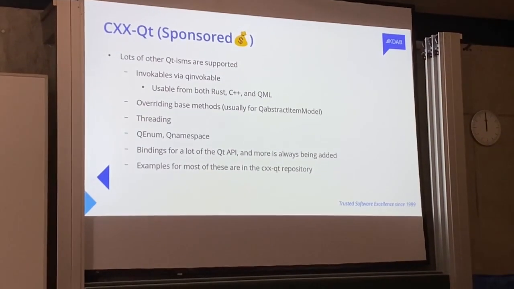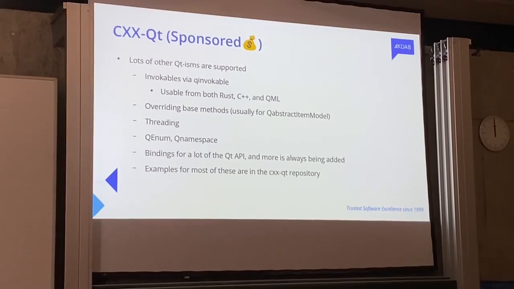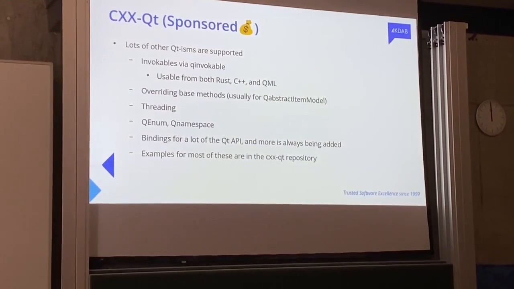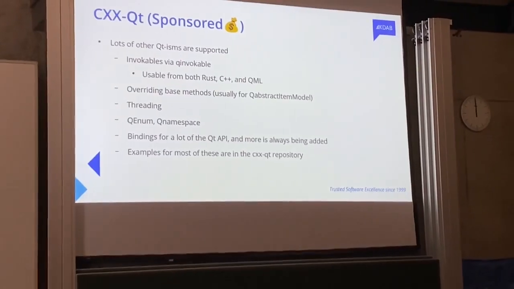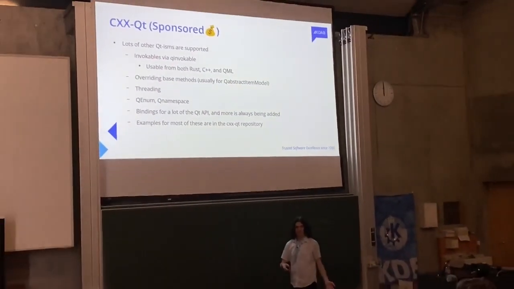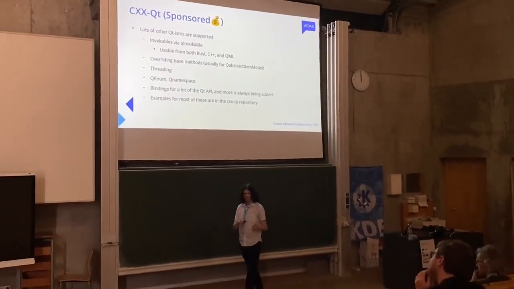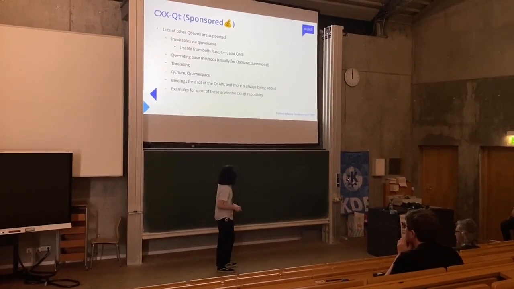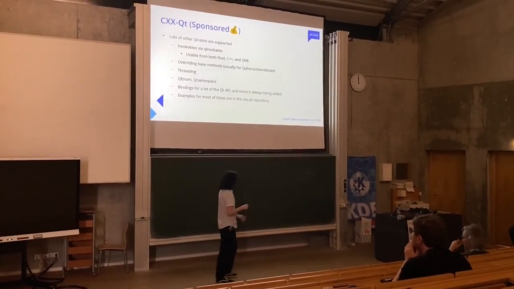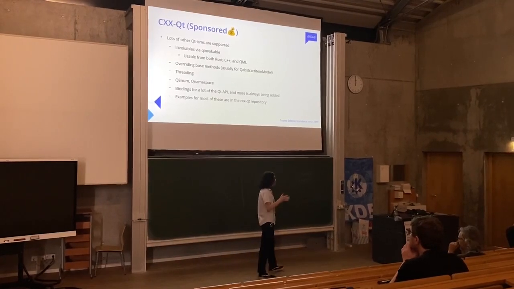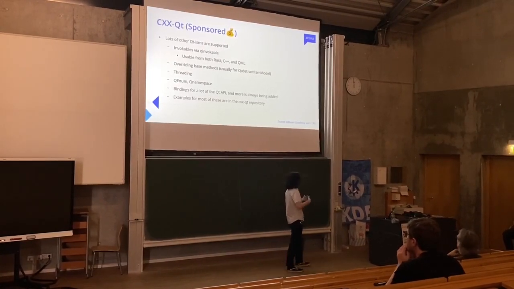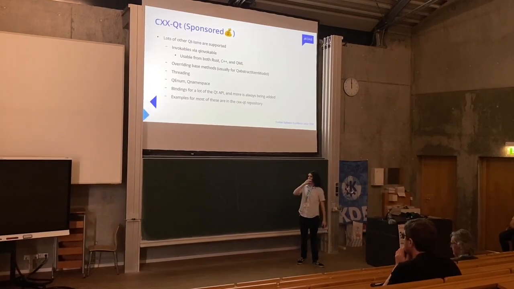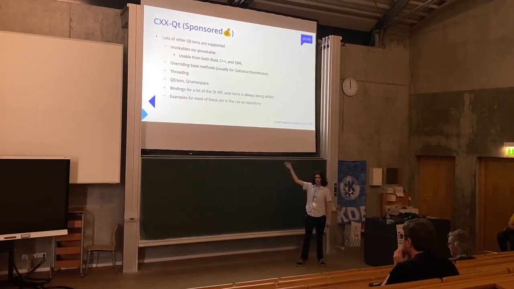We also support inheritance. So whenever you have to create a QAbstractItemModel, we also support overriding the base methods. We also support the Qt events and the Qt threading system. We also support QML singletons, namespaces, all that kind of stuff you expect. And of course, there's also a huge swath of CXX-Qt that's just exposing normal Qt core types like QString or whatever. And examples for all these can also be found in our repository.